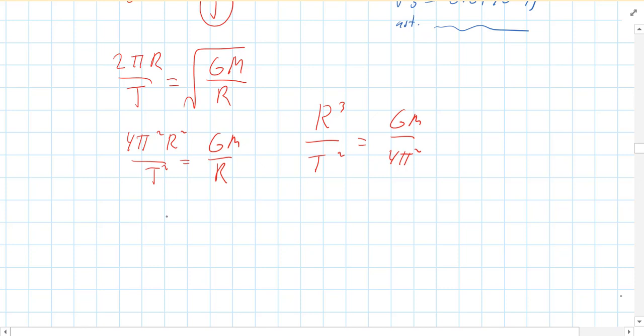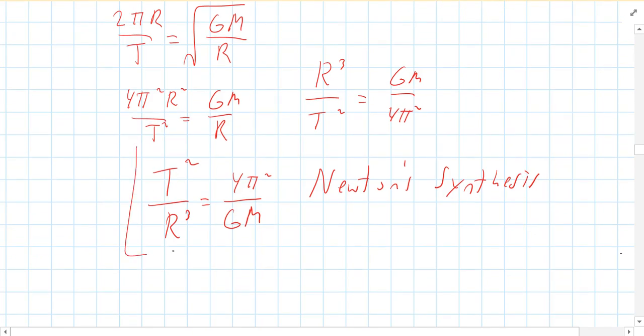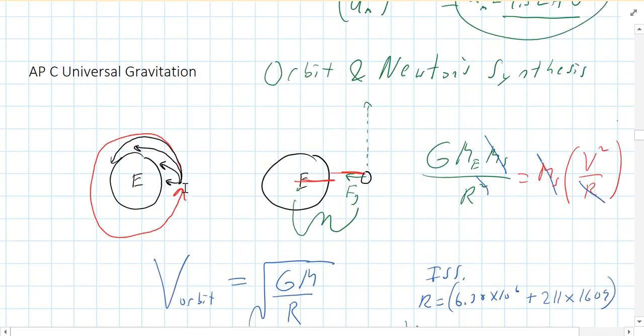And the last thing I'm going to do is flip this. So we got t squared over r cubed equals 4 pi squared over GM. Now, what is this? What am I doing here? Okay, well, this is called Newton's synthesis. Okay, now, if you look at this carefully, it should look semi-familiar to you.